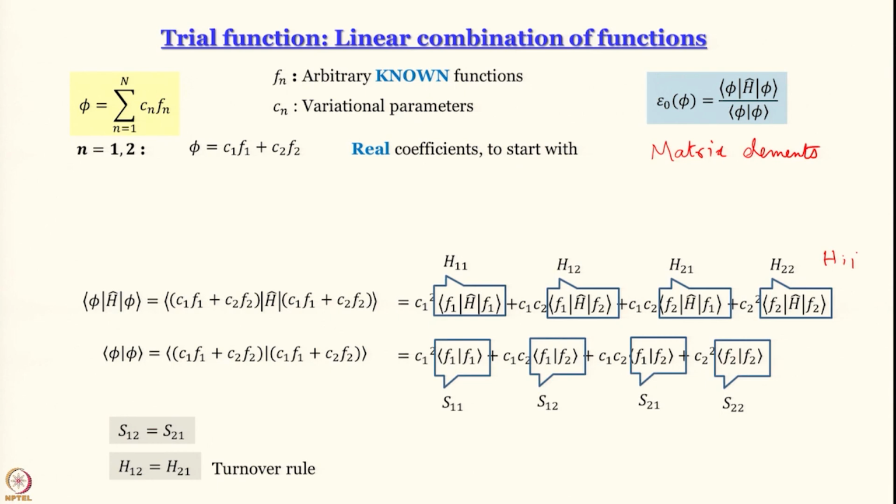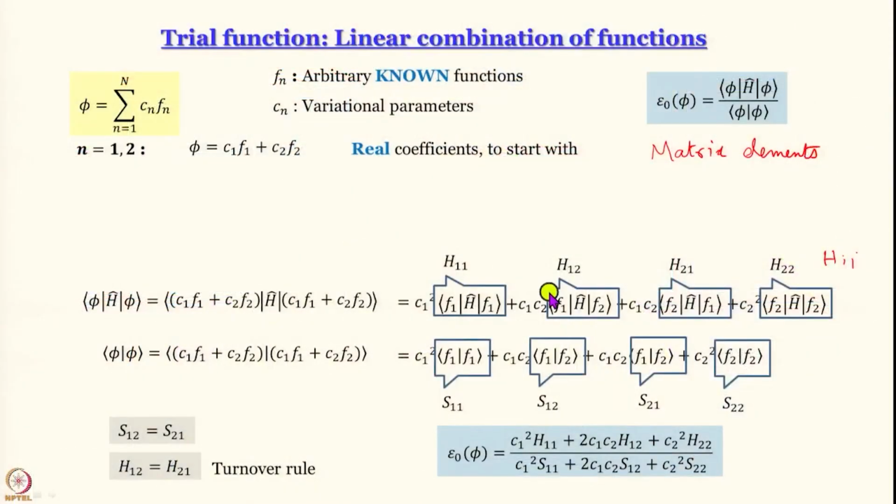Why? Because we know the turnover rule, right. So, we can easily write integral F1 star H F2 is equal to integral F2 star H F1. Remember, H is a Hermitian operator. Even though we do not know what the wave function is, we know what H is, and even if we do not know what H is, H has to be a Hermitian operator by definition. So, the turnover rule is applied and H12 is going to be equal to H21. So, that is an important observation. In the H matrix, the corresponding off diagonal elements are equal to each other, okay. H31 equals H13, H23 is equal to H32, so on and so forth, okay.